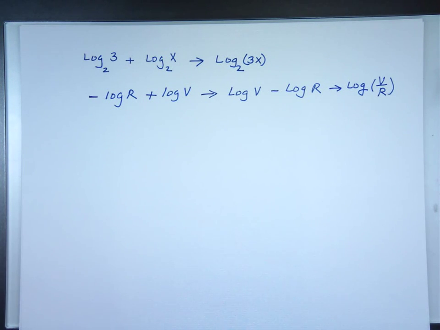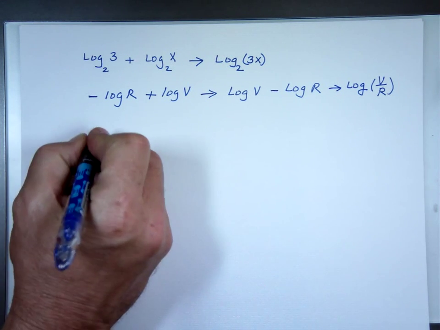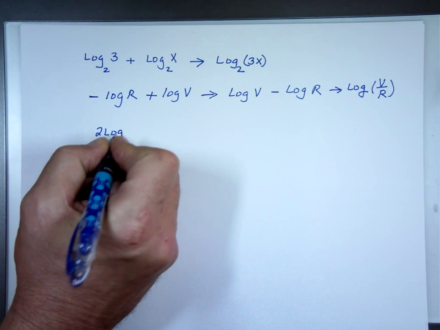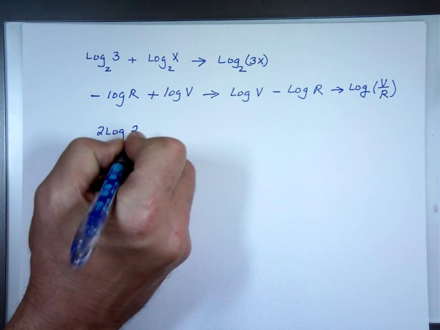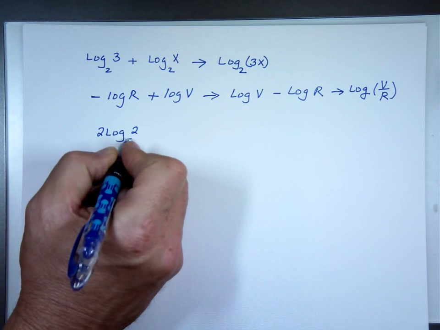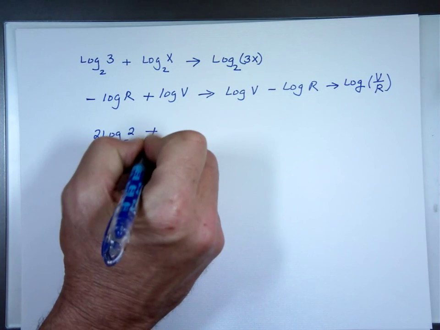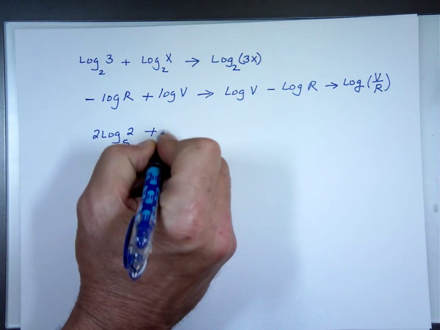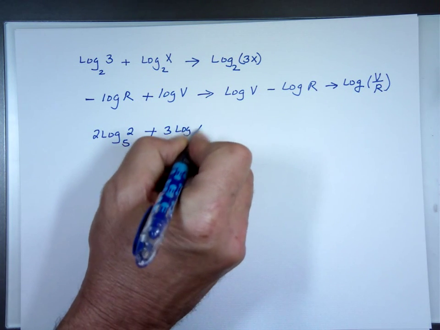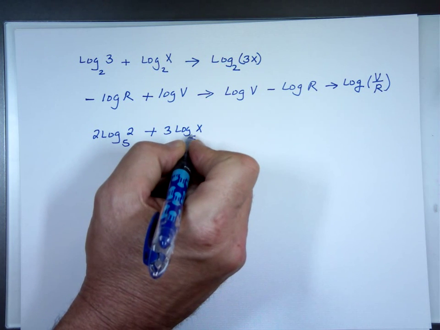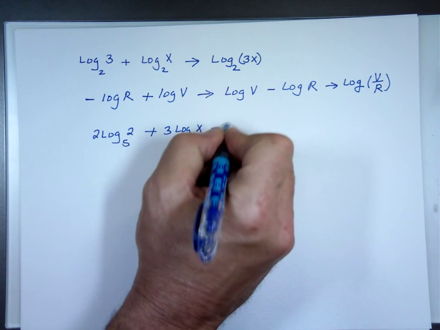Let me try another one. 2 log 2 base 5 plus 3 log x base 5 minus log 3 base 5.